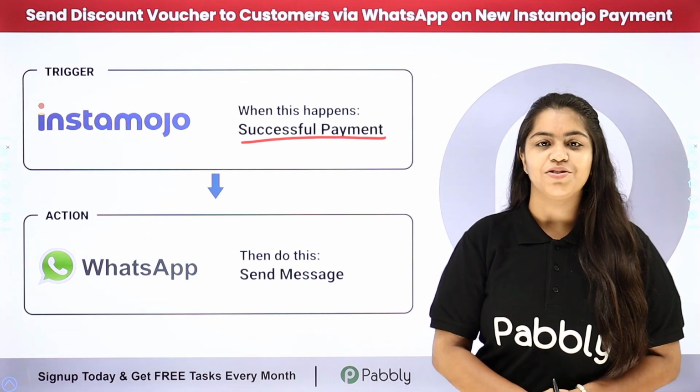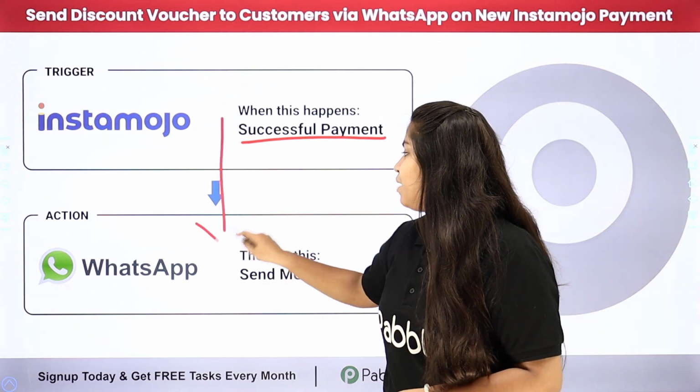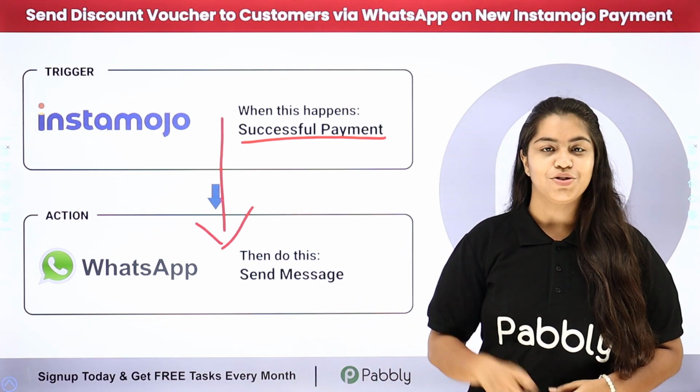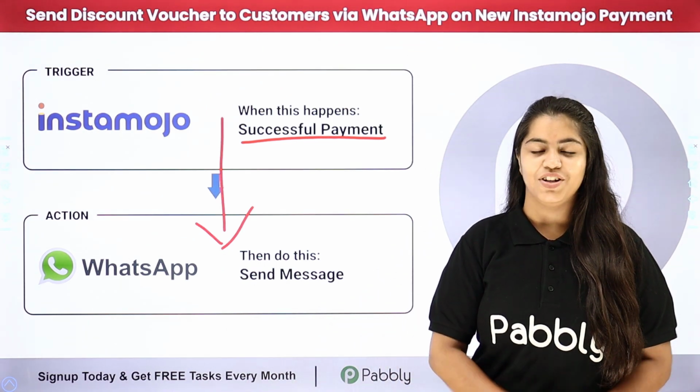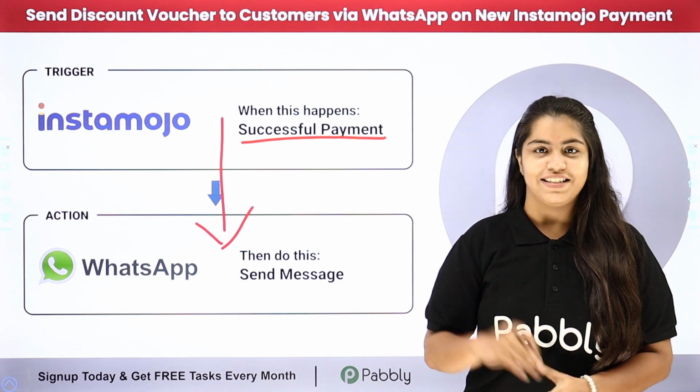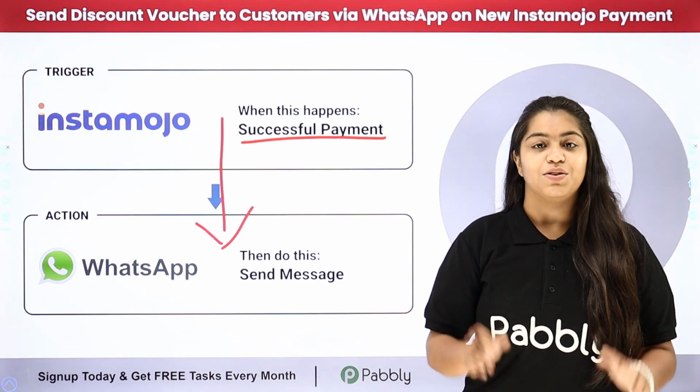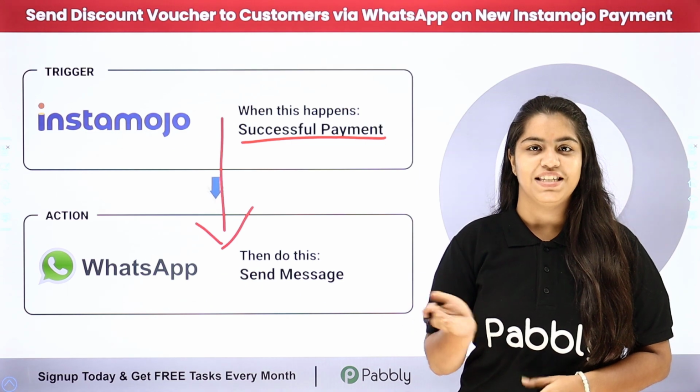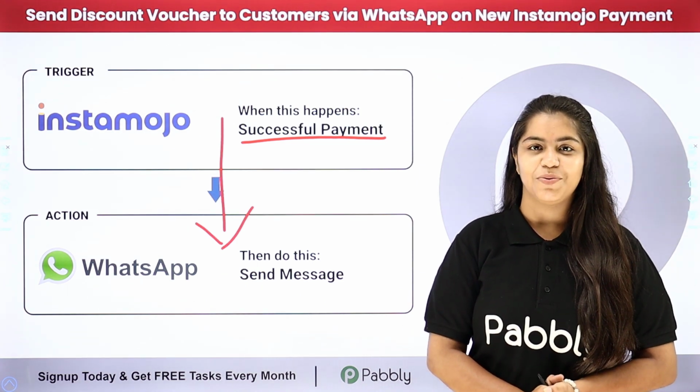So to do this, we are going to create a connection between Instamojo and WhatsApp. To create this connection without knowing any programming or coding language, we are going to use Pabbly Connect. It is an amazing automation software. So do you also wish to learn this process step by step? Then let me take you to my computer screen.